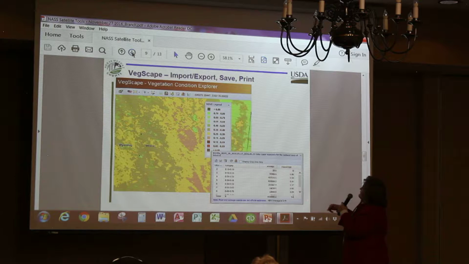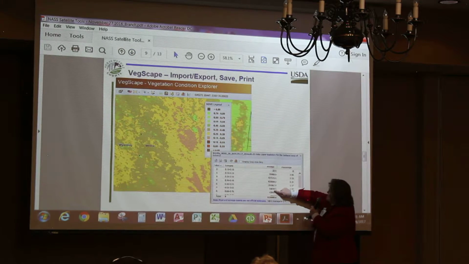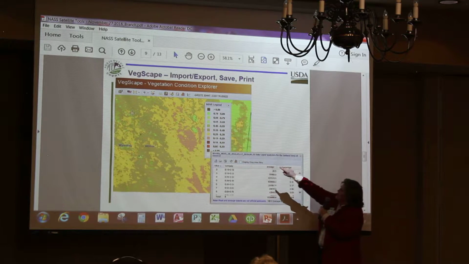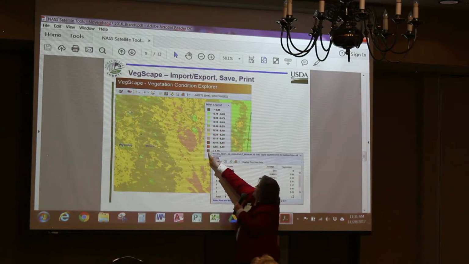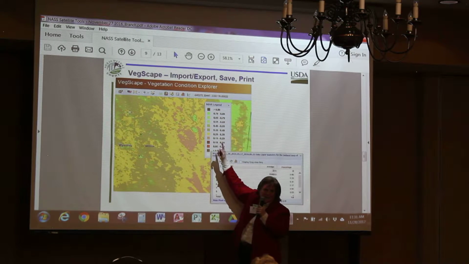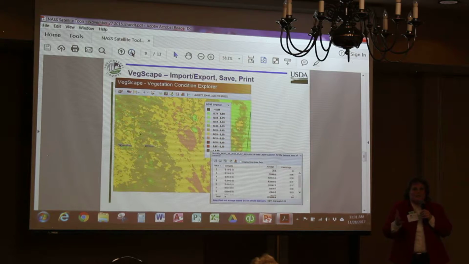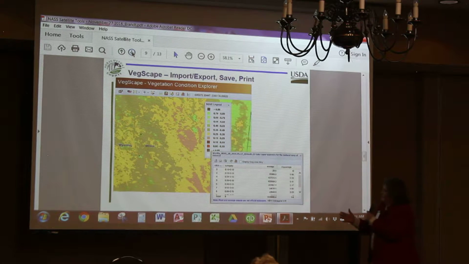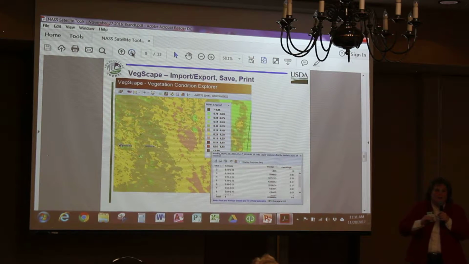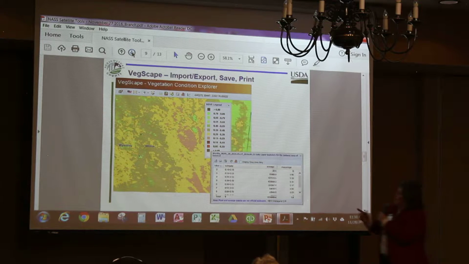Okay, next. And just like in Cropscape, it will give you acreages or pixel counts of each color. The drier it is way down here, it's really green. That's like the maximum greenness. You can get an idea of the quantity of green out there, which in terms of ranching is usually amount of forage. Okay? Next slide.